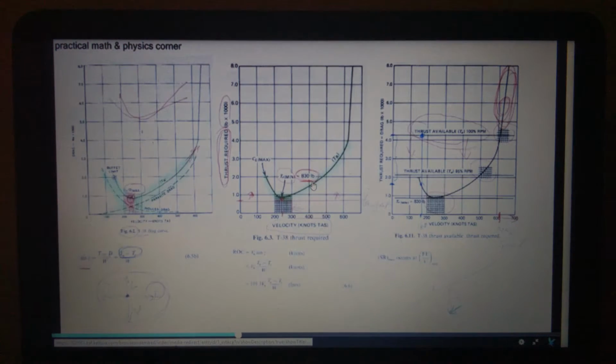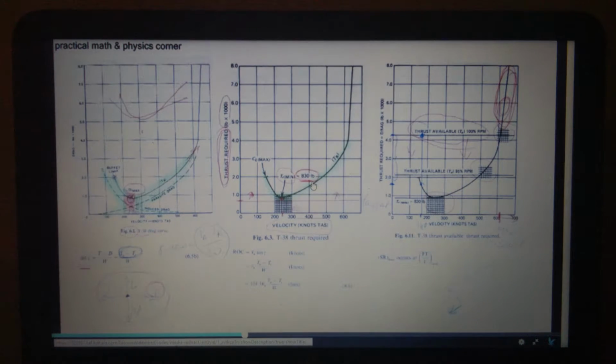Again, watch out, the formula itself gives you the sine of the climb angle, so you will have to take the arcsine of the excess thrust divided by weight to get the actual angle there. So the actual climb angle will be the arcsine of thrust available minus thrust required, divided by weight. Just to finish that thought here.